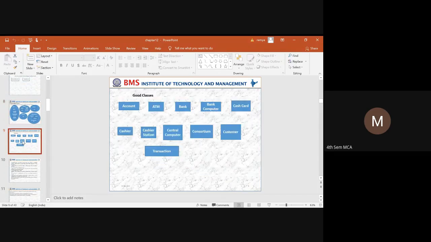So now, how do you define what is a good class? What are the classes that you can take? So one is account, ATM, bank, bank computer, cash card, and cashier station, central computer, customer. So these are some of the examples of good classes that show how you can manage a particular application.